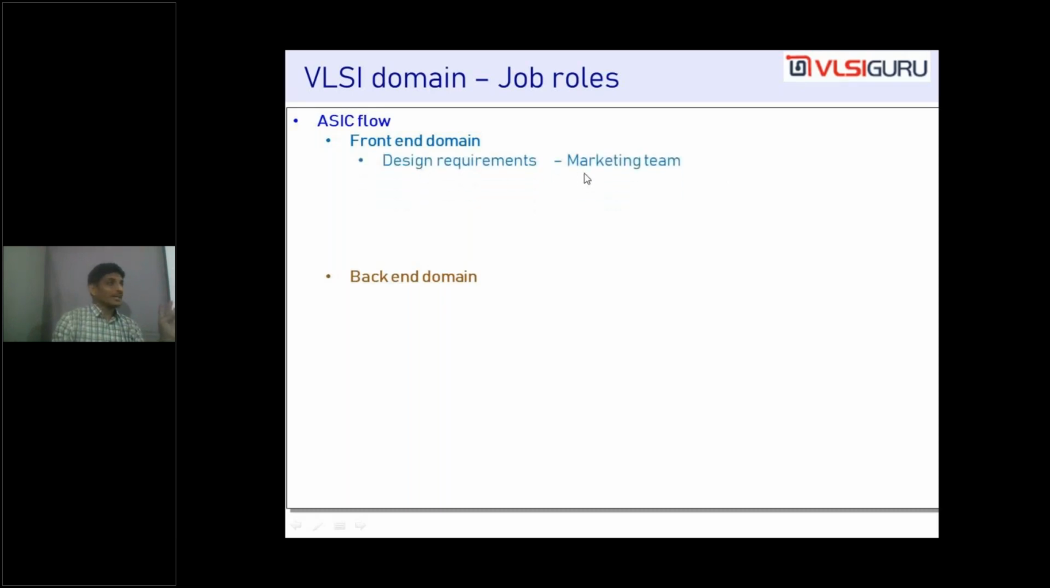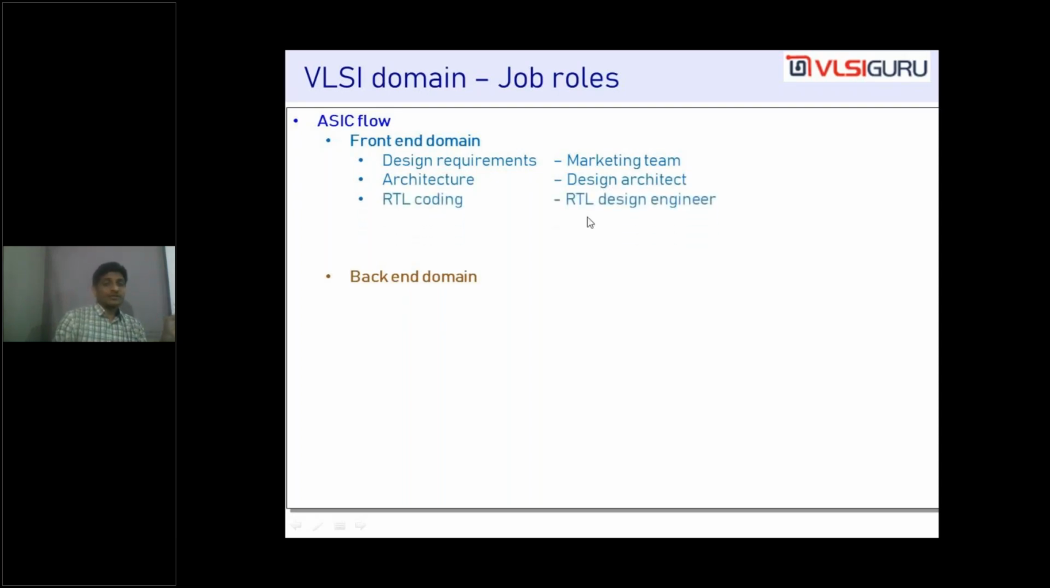Design requirements, it is done by whom? Marketing team. Since they are not doing anything technical, can we call them marketing engineer? No, right? We don't call marketing engineer. It's a marketing person. Architect, even he is not called an engineer, he is called a design architect.